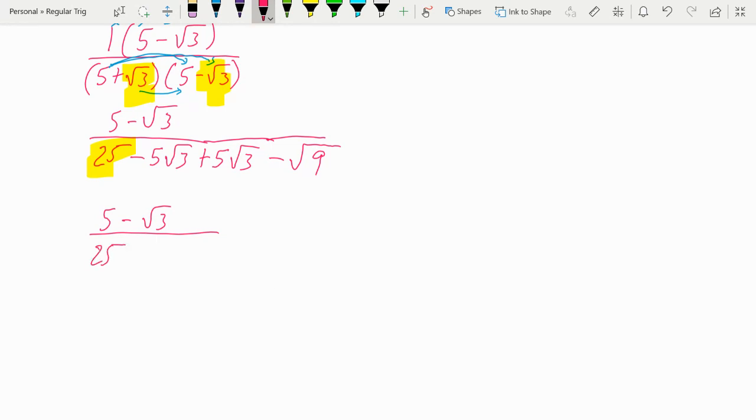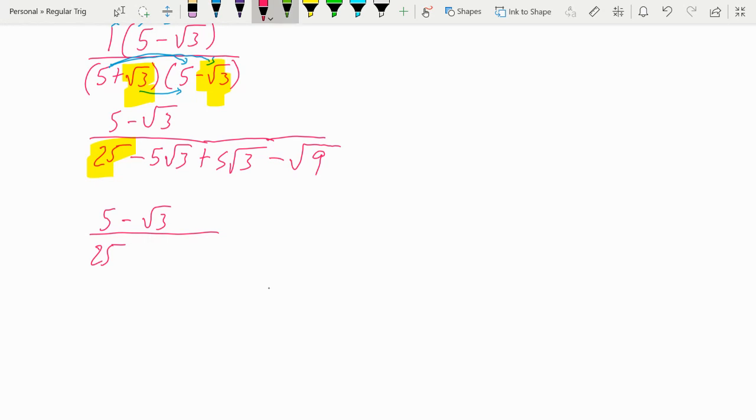And then I have a negative 5 times the square root of 3 and a positive 5 times the square root of 3. And I can add those together because the square roots of 3 are exactly the same. All right, so I can add those together.